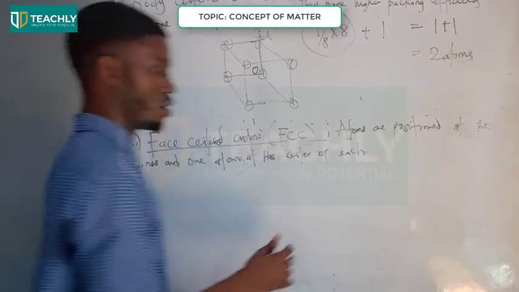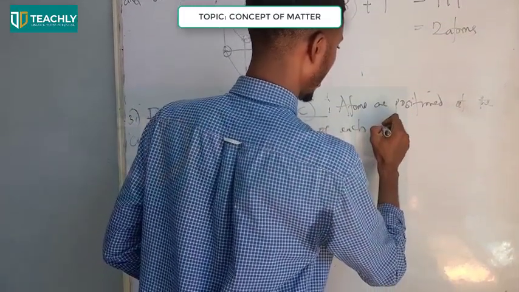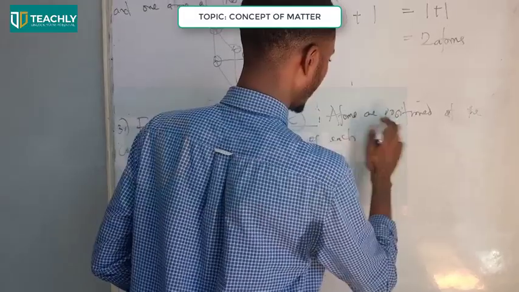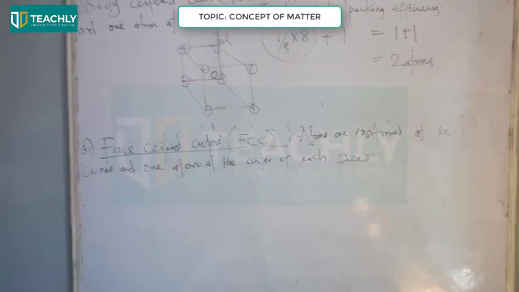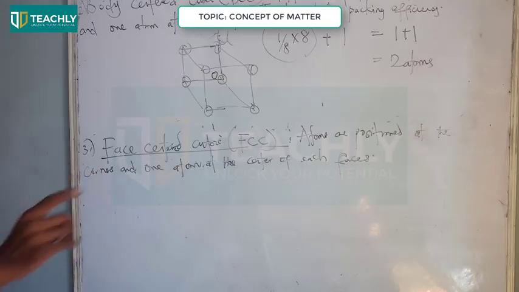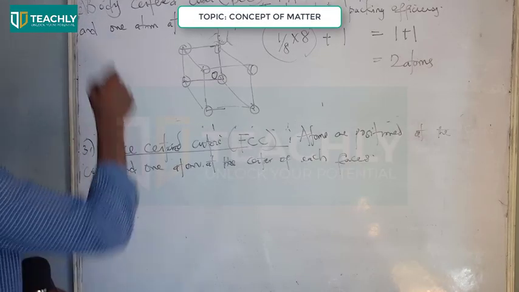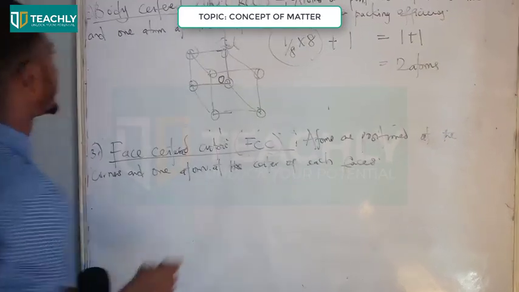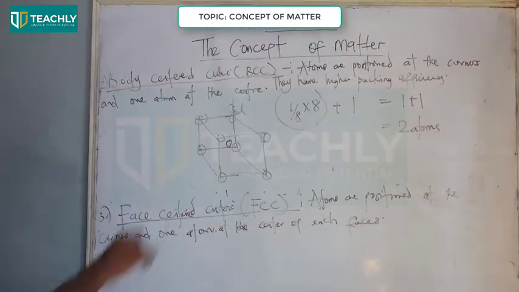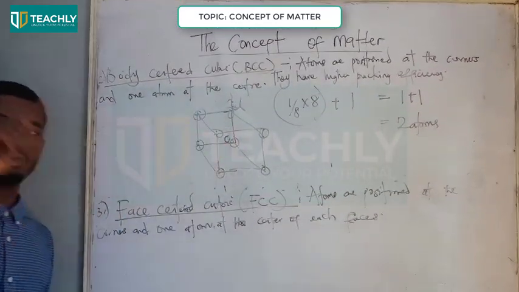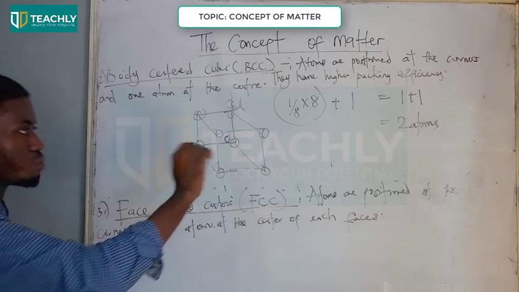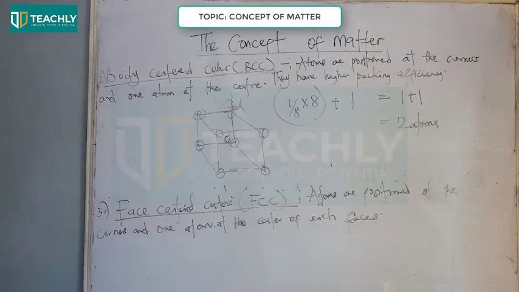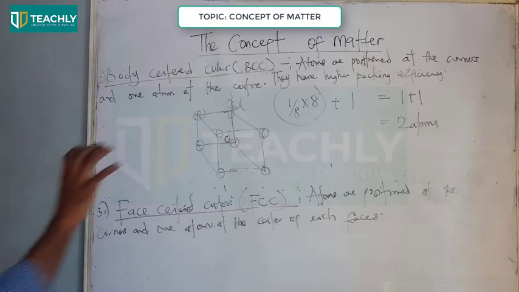At the center of each face of the unit cell, we have one atom. Don't forget that for body center and face center, don't mix them up. For the body center, you just have one atom at the center. For the simple cubic unit cell, we don't have any atom at the center. We just have the atoms positioned at the corners.